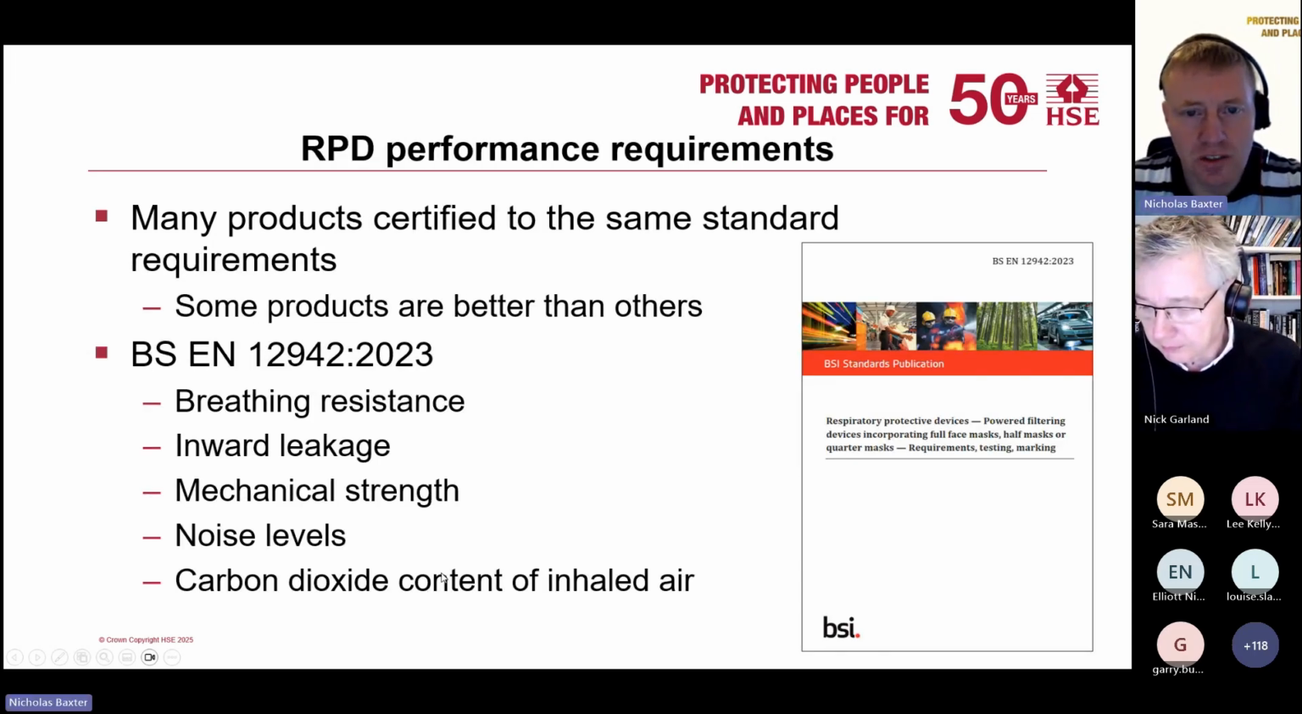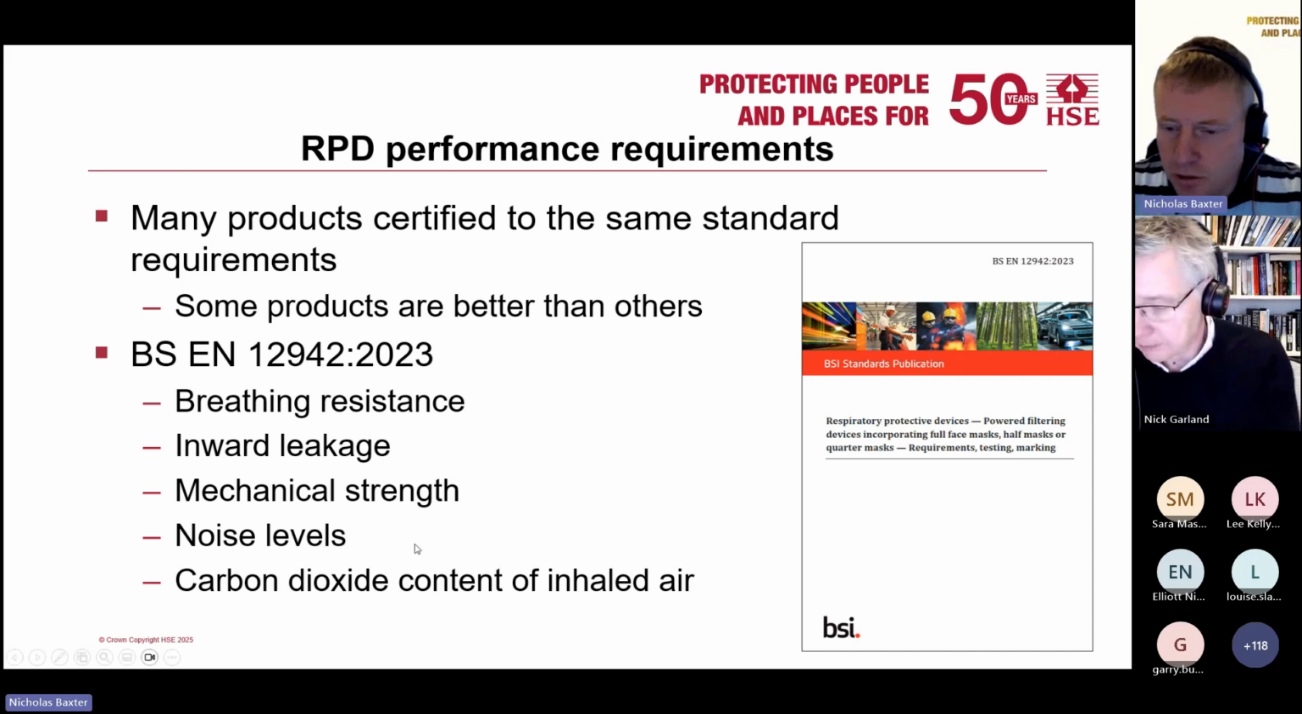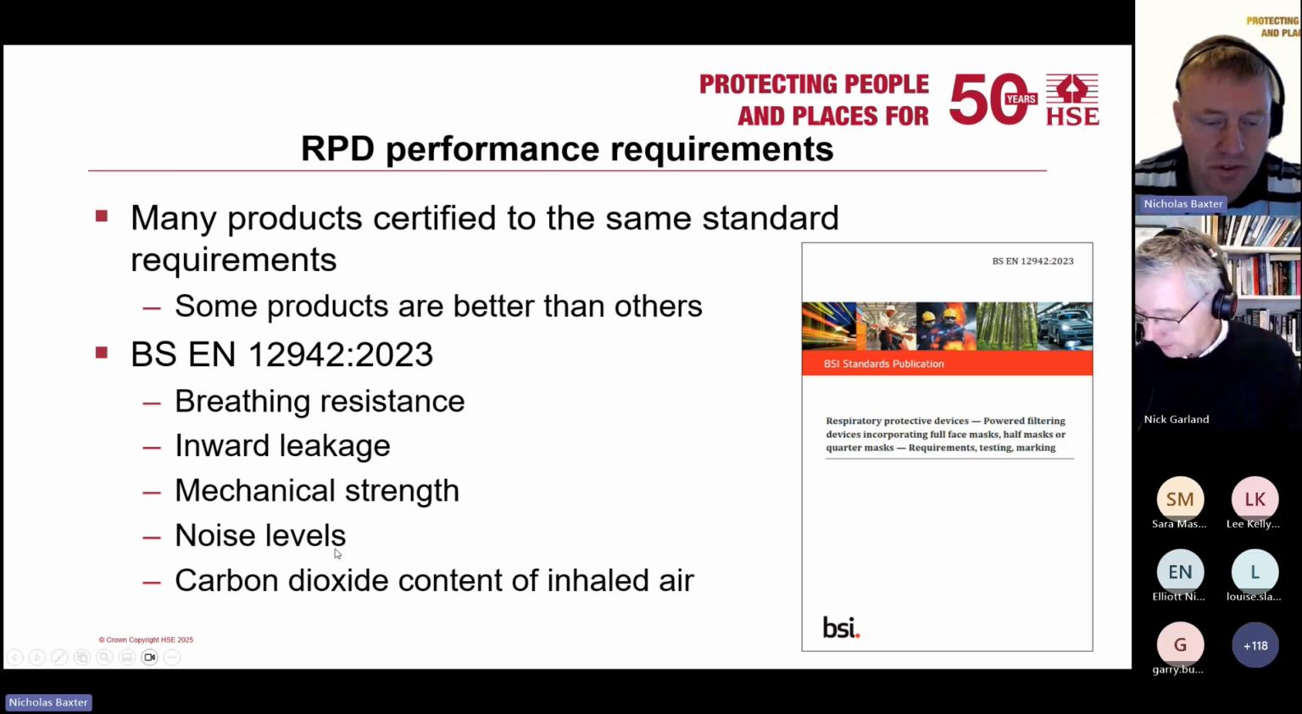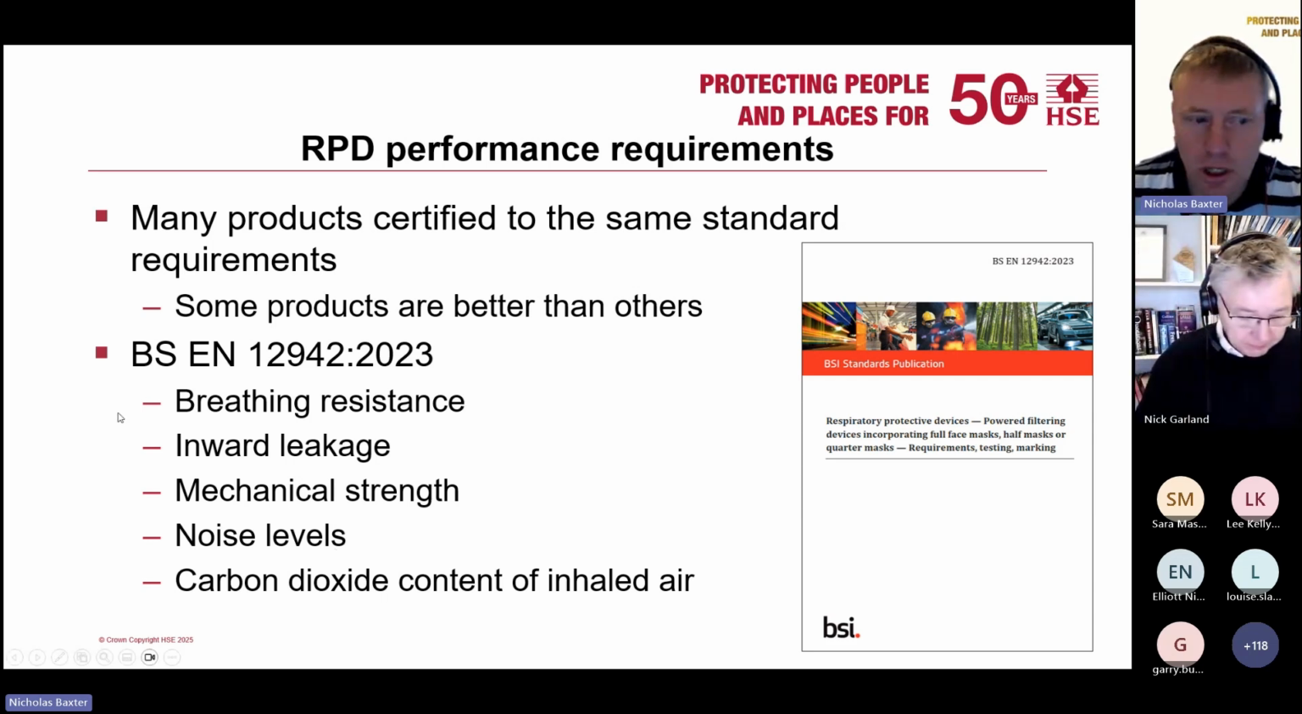Many products are certified to the same standard. So again, sticking to something that you're familiar with, the SAP of RPE, tight fitting, full face mask powered, we're looking at EN 12942.